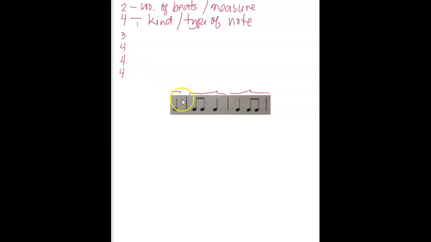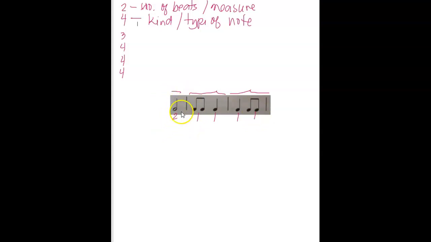Let us have first the first measure. As you can see, there's a half note here, and we all know that the half note receives 2 beats. For the second measure, we have here two 8th notes that receive 1 beat and a quarter note that receives 1 beat. For the third measure, we have here a quarter note that receives 1 beat, and two 8th notes that receive 1 beat. So let's add.